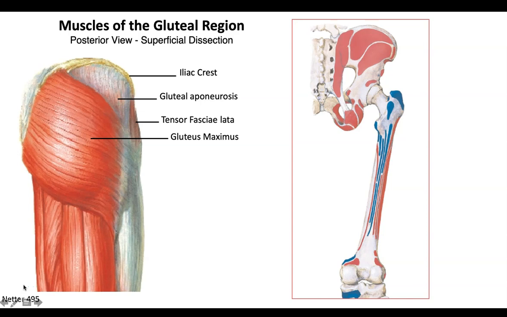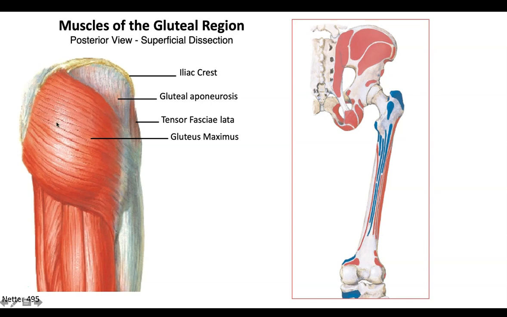Hi everyone, this is the second part of the gluteal region lecture. In this part I am going to talk about the gluteal muscles and the blood vessels and nerves of the gluteal region. The gluteal muscles are arranged into two different layers. There is a superficial layer, superficial gluteal muscles, and the deep gluteal muscles.